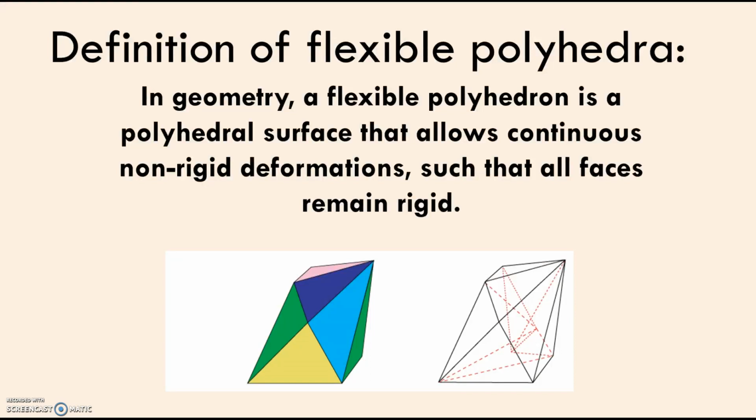A flexible polyhedron is a polyhedral surface that allows continuous, non-rigid deformations, and all of the faces remain rigid. So the triangles in this shape are rigid, but the edges are actually what can move. And you can't see it on this colored shape, but on the net over here, you can kind of see how this part is concave on this model.